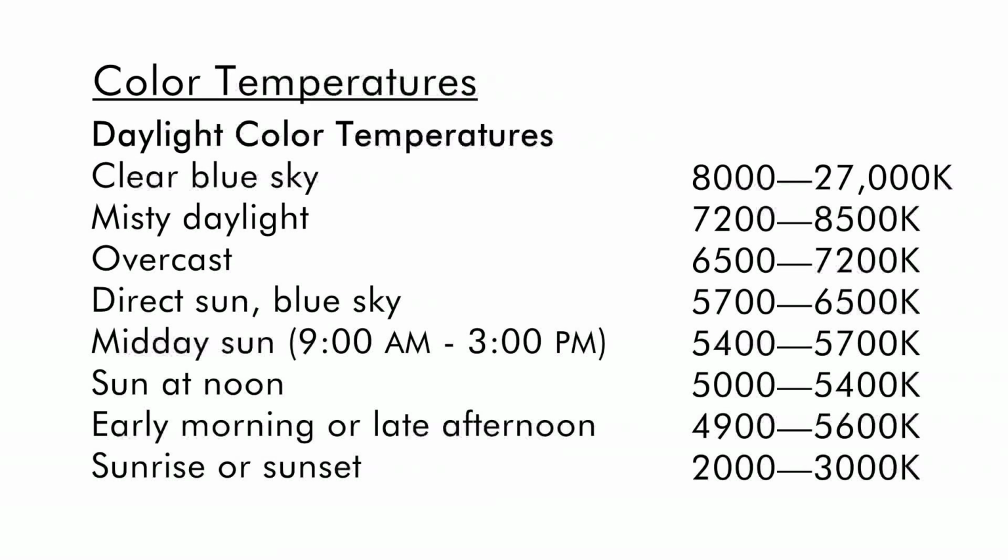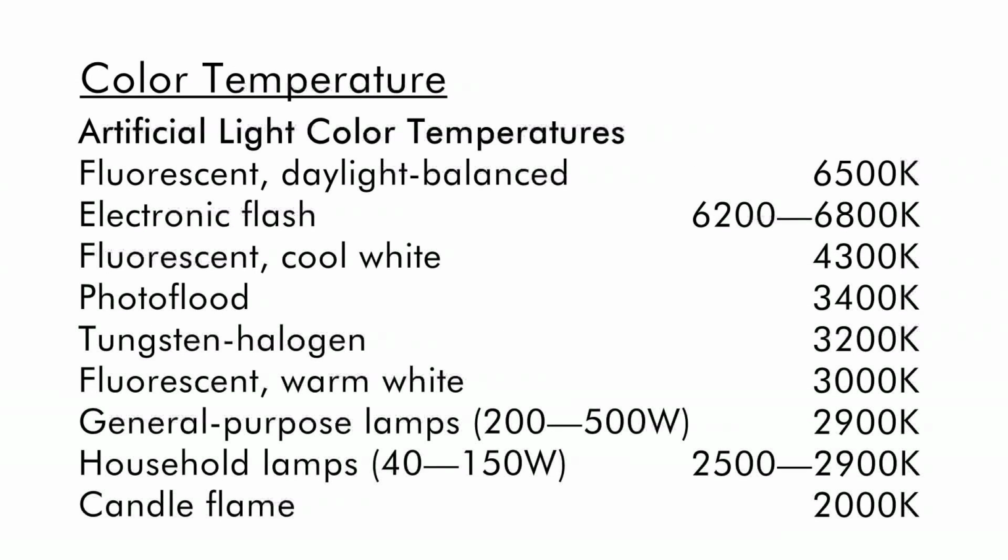Light can vary greatly in its color, from warm to cool. We quantify the color of light by measuring its color temperature in degrees on the Kelvin scale. For example, midday light is about 5500 K. The warmer and more orange the light, the lower the color temperature.